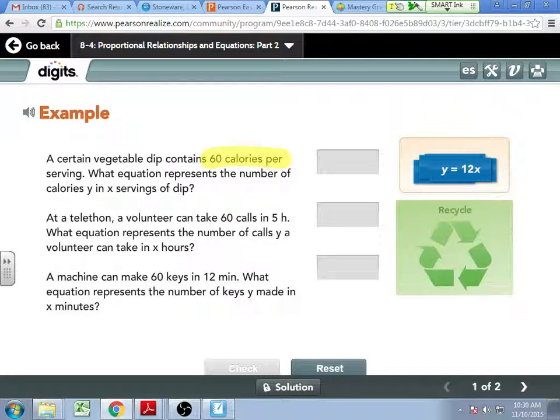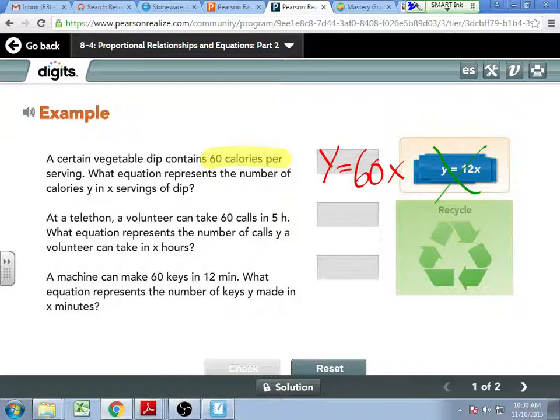I don't care about using these equations over here. We're going to write our own equations. Karen? Y equals 60x. Yeah, if it's 60 for every serving you eat, it's y equals 60x, because x is how many servings you have consumed. At a telethon, a volunteer can take 60 calls in 5 hours. What equation represents the number of calls y a volunteer could take in x hours? There's some work to do.